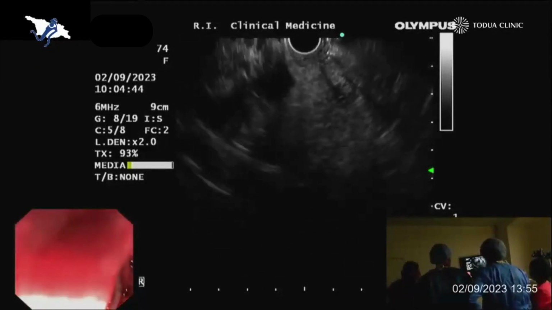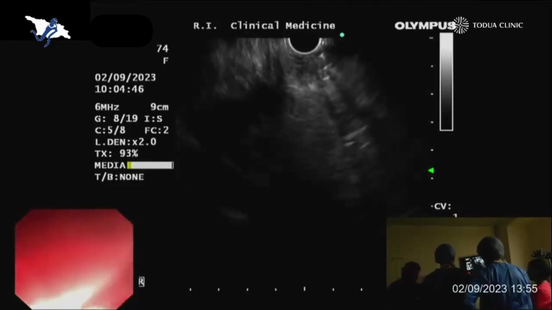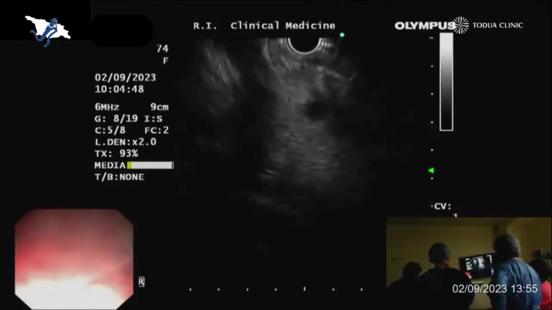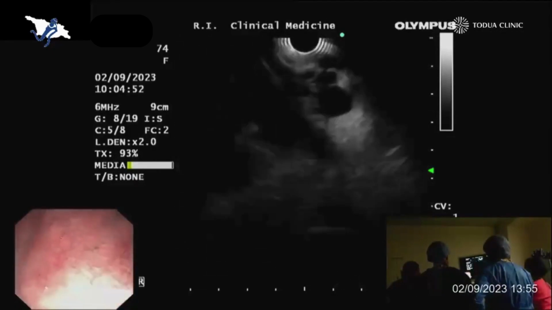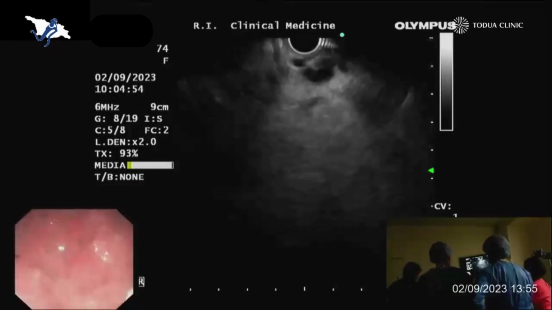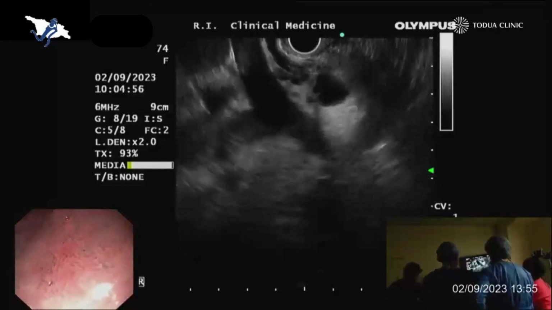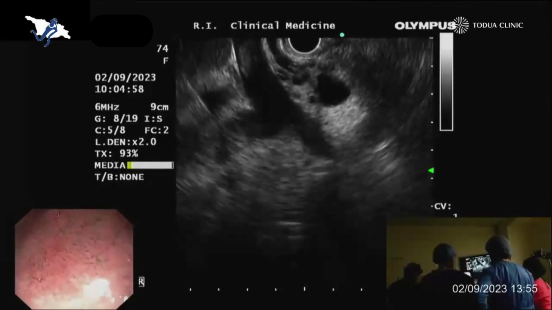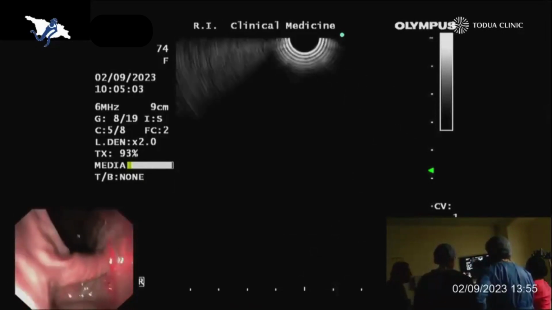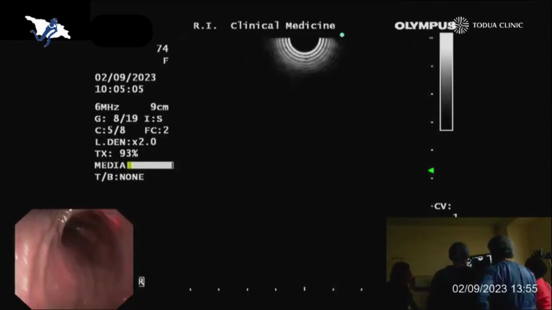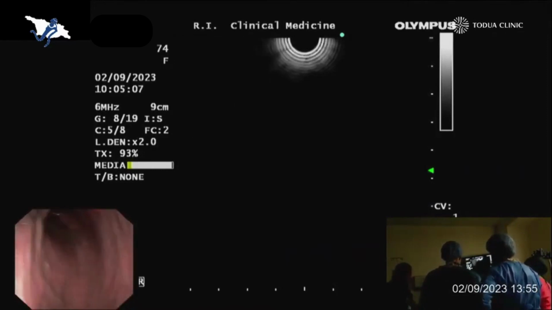And when I'm retracting the scope, I'm at the level again now at the papilla. There we have pancreatic duct, bile duct, and we have here in the pancreatic head area, we have this IPMN. So this IPMN I would not puncture because there is no nodule structure. And we have also seen that there is no dilatation of the pancreatic duct.